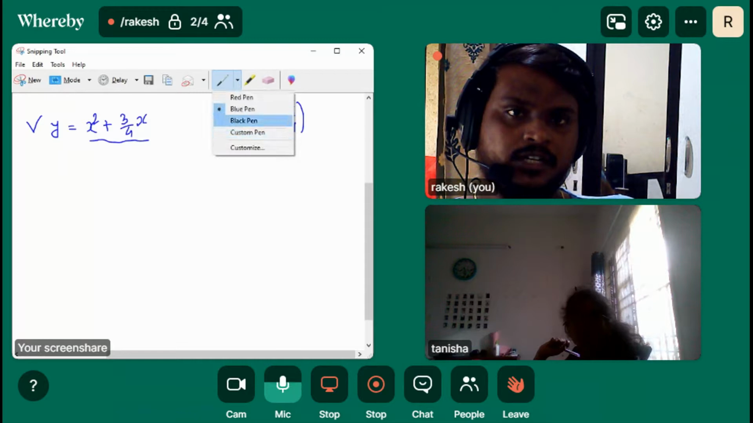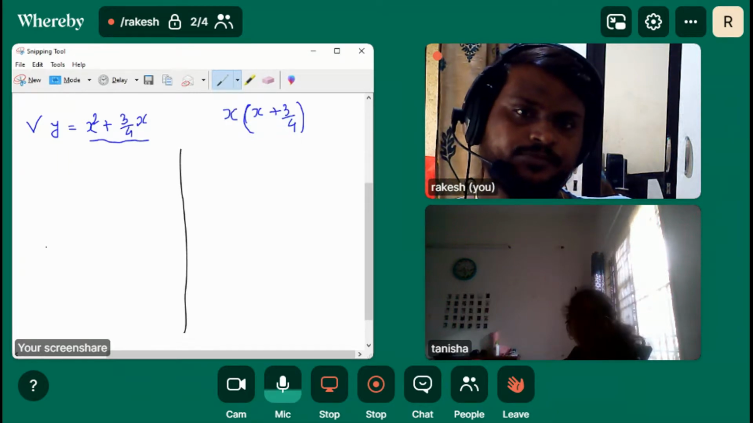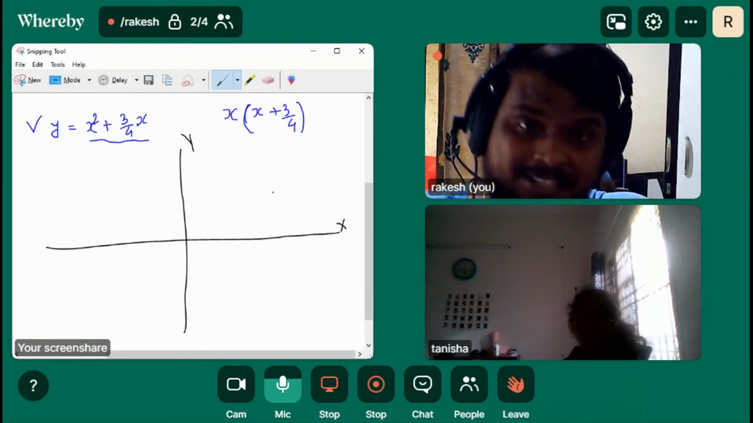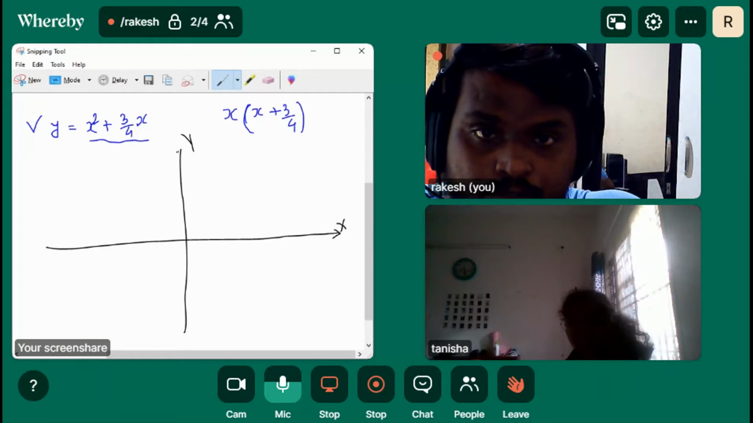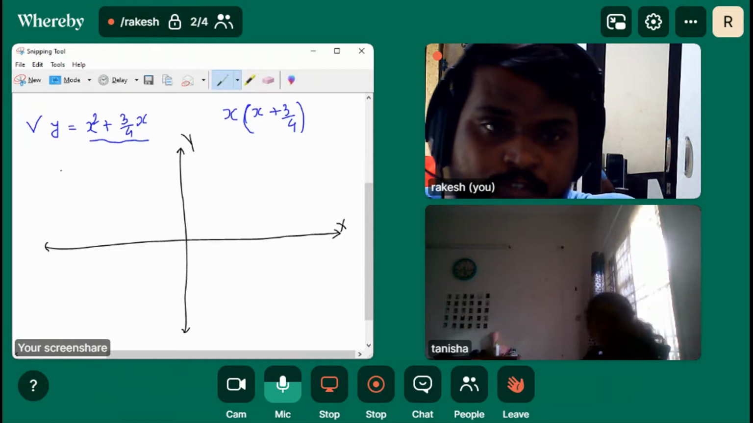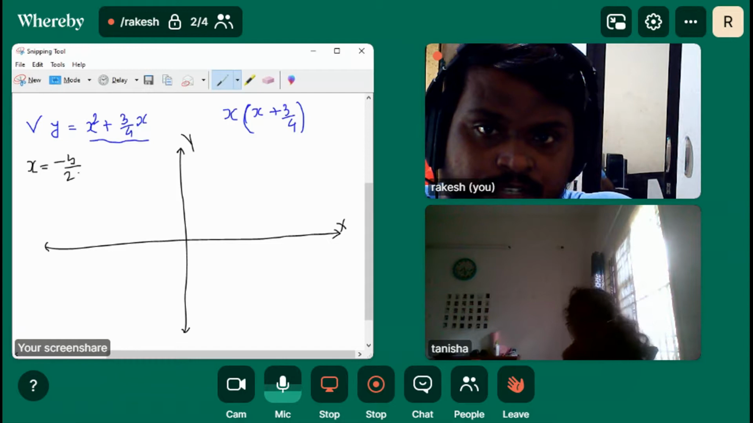So for that, I'll draw the x and y coordinate system, x and y axis. Can you tell me the axis of symmetry here? So axis of symmetry, x is equal to minus b by 2a, right? Just calculate that.